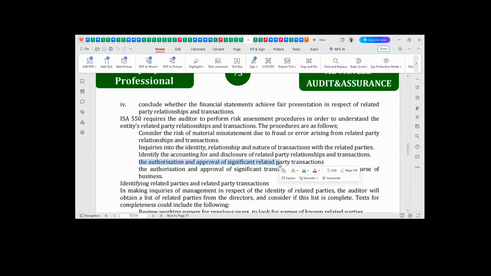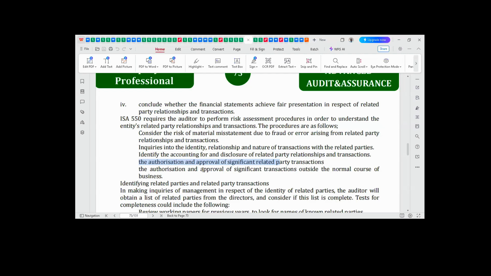Who gives the approval? Is it somebody that is related and still going to give approval, or is it another person that gives approval for the transaction to be passed in the financial statements? Who is the person? So you need to look at the authorization and approval of significant related party transactions. Is it Dangote himself that will say, okay, let this person pay 24,750,000, or is it a neutral person that does not have any relationship that gives that approval? Because that could speak volumes.